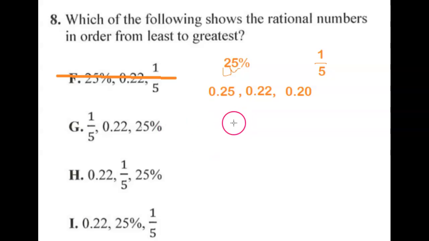Now, you have the information because I basically gave it to you, right? 1/5 we know is 0.20, and we know 25 is 0.25. So that's how we convert these, and you guys should be able to figure out which one is in order from least to greatest right now.